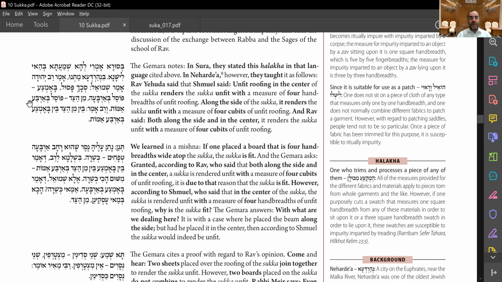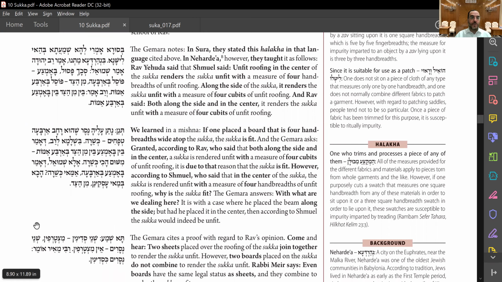Over here, it's Shmuel saying this. But according to this version, Rav says whether on the side next to the wall or in the middle of the sukkah, it's 4 amot. So this is the much more lenient opinion, that you could have up to 4 amot of sechach pasul in the middle of the sukkah. This is the same as what Rabbah said earlier. Okay, good. Now a challenge from the Mishnah.